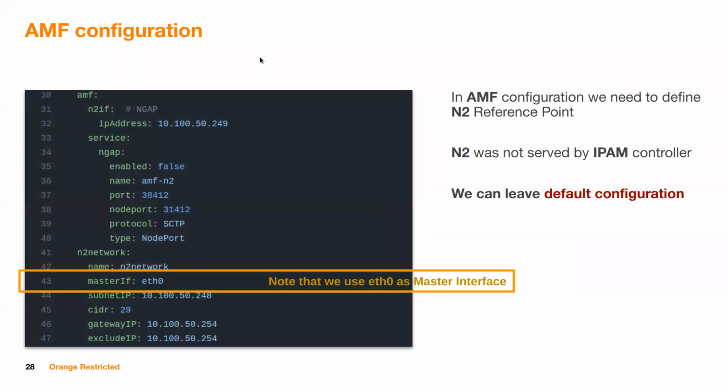On the AMF part, as you may know, we have the N2 interface, which communicates with the gNodeB. On the UPF side, we do not consider N2. So here in the AMF, we can stay with the default. We could change it, but we stay with the default configuration on N2 because it's not imposed by Nephio itself. It's not related to the UPF. The point to notice here is that I provide eth0 as the master interface, as I discussed previously. If you would like to use eth1, we need to provide eth1 here.